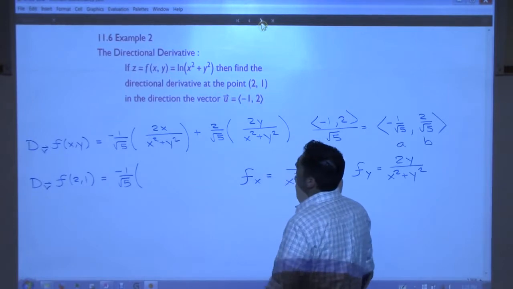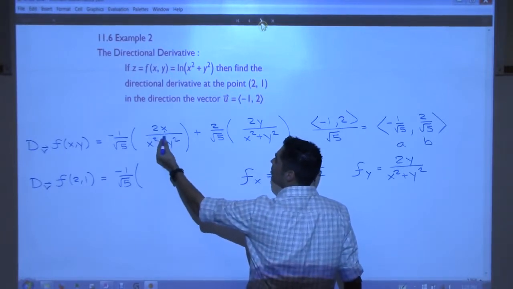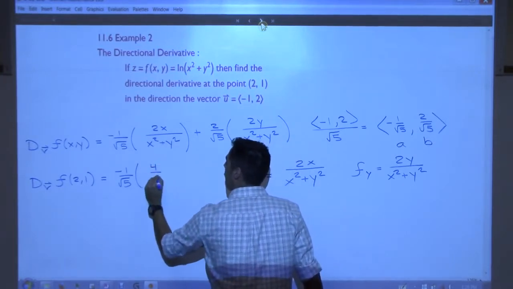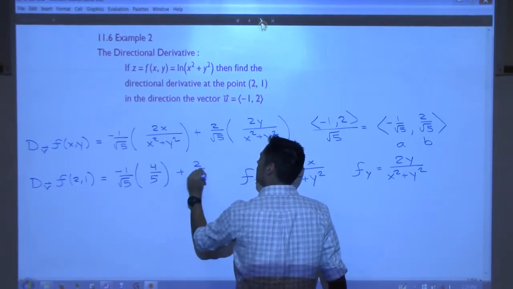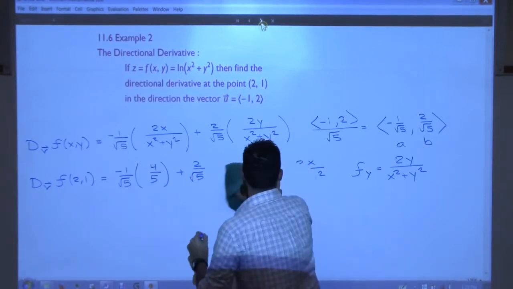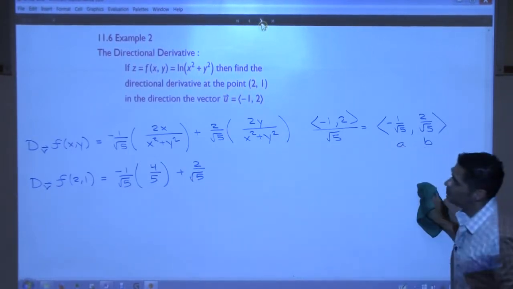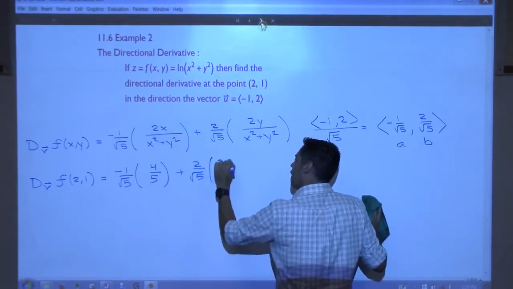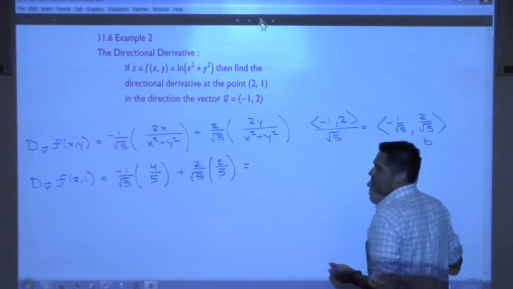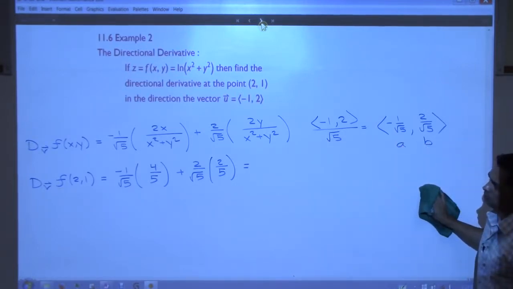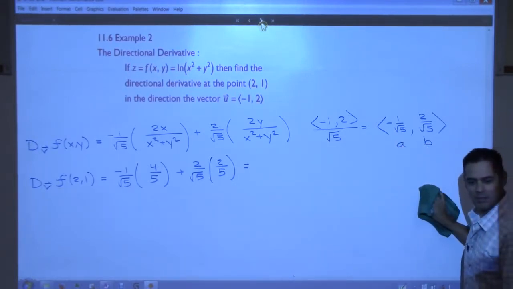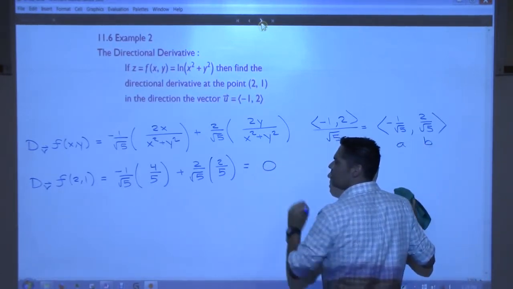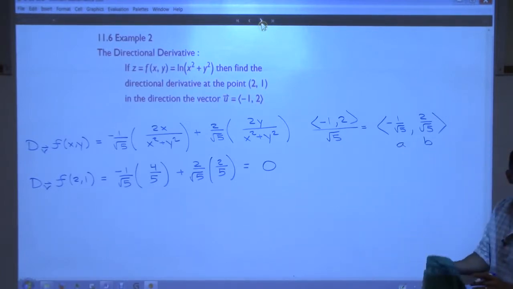All right, what happens when I plug in 2, 1 for this right here? 4 over 5, 4/5. And then when I plug in 2, 1 on this one, what do I get? 2/5. And then adding these, they have the same denominator, don't they? Uh-oh. Yeah, I got 0. Did we mess up? This is a number. It's not a vector. What does that mean?